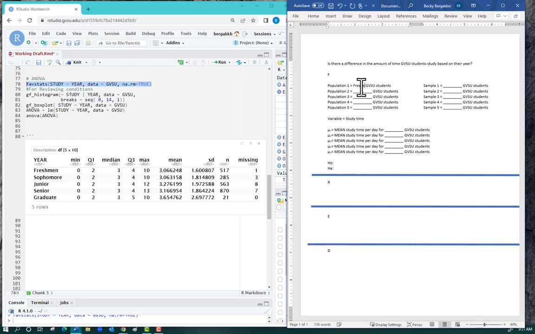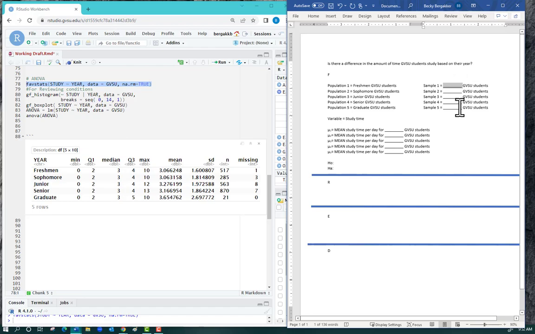So I'm going to say that the freshman GVSU students is going to be population 1. Sophomore GVSU students will be population 2. Junior GVSU students will be population 3. Senior GVSU students, population 4. And then graduate GVSU students will be population 5.